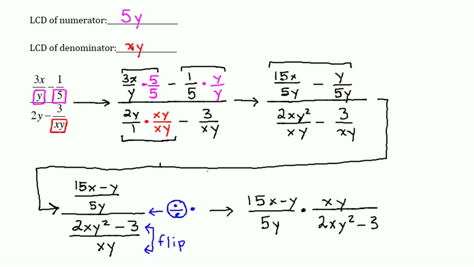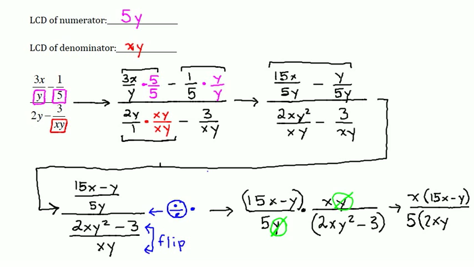I now check for common factors, and since these two binomials can't be factored at all, they do not cancel with anything. They would have to cancel all or nothing. The only thing that does cancel is I have a factor of y in the numerator and a factor of y in the denominator. And these are monomial factors, so they do cancel. And I am left with just x times 15x minus y in the numerator and 5 times 2xy squared minus 3 in the denominator.